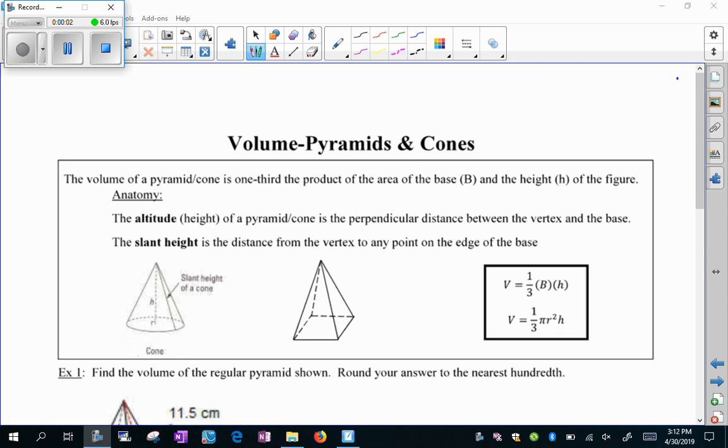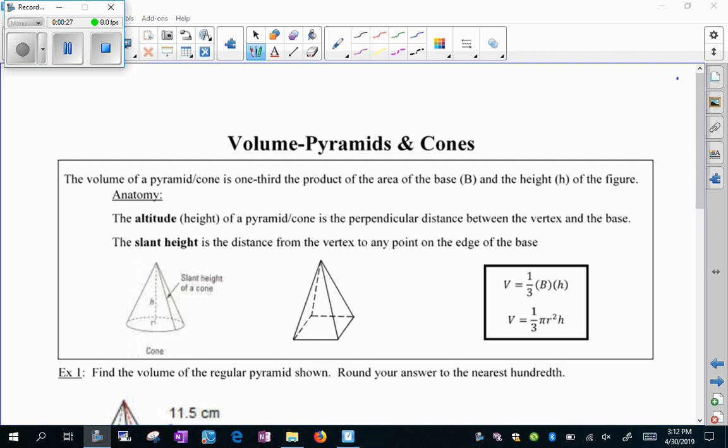So today we're going to start talking about volume in terms of pyramids and cones. Before we start getting into the details, I want you to envision that if you take a cone and fill it up with water and pour it into a cylinder, it would take 3 cones to fill up that cylinder. And the same thing for a pyramid.